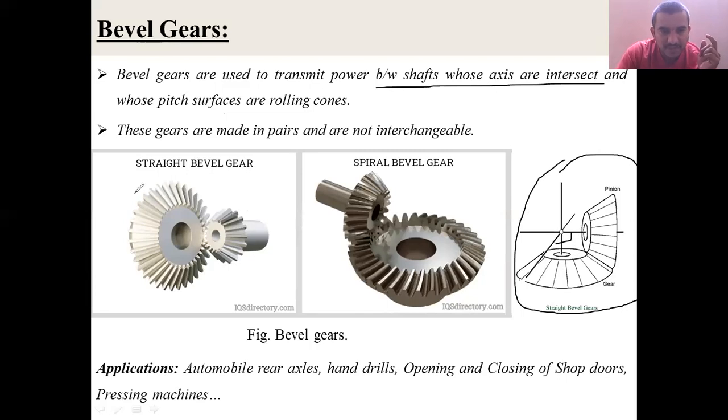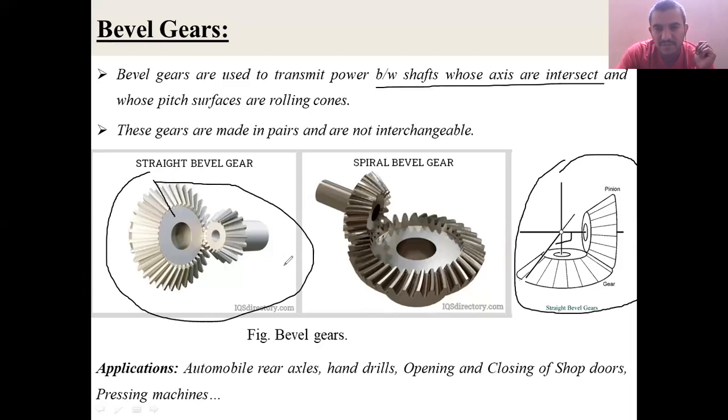Now, these are some examples of bevel gears. One is the straight bevel gear. Straight bevel gear means the teeth which are formed here are straight. That is called a straight bevel gear. If the teeth are formed in a curve, then it is called a spiral bevel gear.